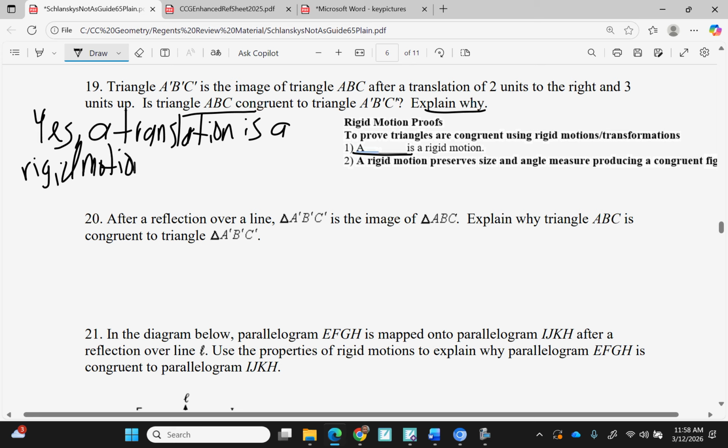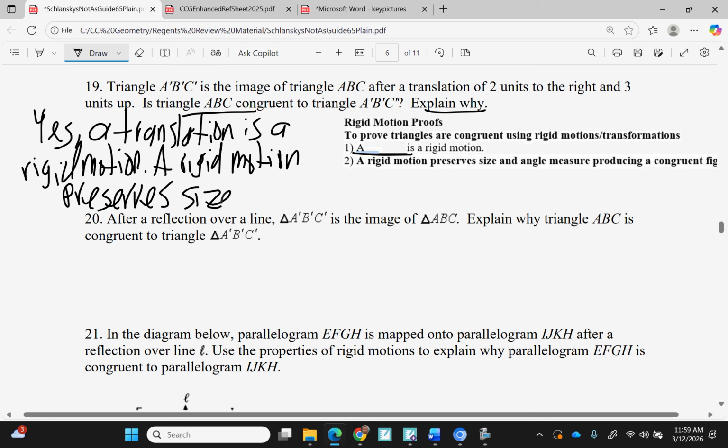And then we have our song. A rigid motion preserves size and angle measure, producing a congruent figure. That's what you write for your explanation. A rigid motion preserves size and angle measure, producing a congruent figure.